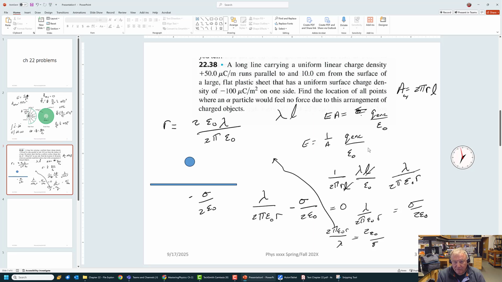Oh, interesting. So the 2 cancels, epsilon 0 cancels. That's weird, because I would have thought that we'd have to worry about it. We couldn't use r, but it makes sense. Since sigma is constant, it's just some distance where they equal each other. Interesting.